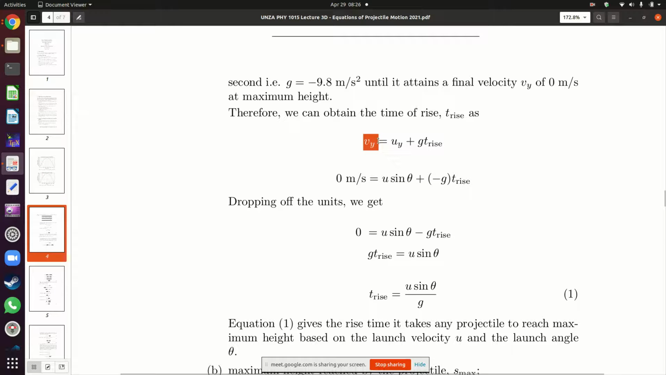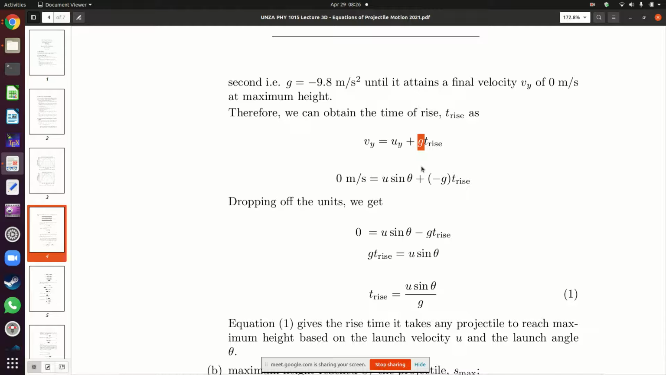We work out Vy, the final velocity. So Vy, the velocity of the projectile at maximum height in the y direction, is equal to uy, the initial velocity of the projectile in the y direction, plus g, which is the acceleration, multiplied by the rise time. This is what we're interested in. At maximum height, the velocity of the projectile is going to be 0 meters per second. The initial velocity, uy, is u sine theta. Then plus our g, which is minus 9.8.